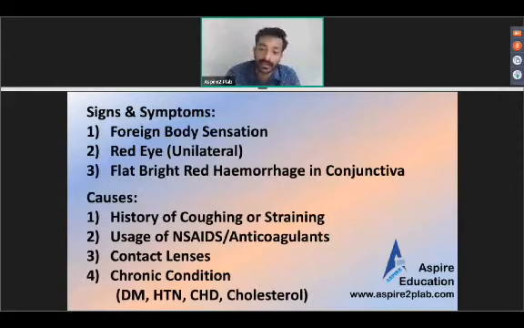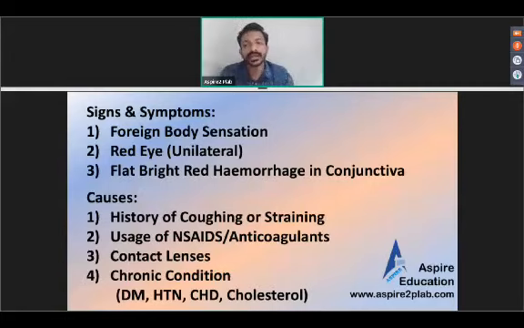And don't miss red flags. If you have any red flags in any station, please rule out. For example, in this case, if patient is using NSAIDs or is on any anticoagulant, for example, aspirin or warfarin, you need to ask, because that is again one of the causes of subconjunctival hemorrhage. If patient is using contact lenses, that is one of the reasons. If patient is having any chronic condition, mainly hypertension, do not miss hypertension and heart disease. So chronic conditions: diabetes, hypertension, chronic heart disease, or high cholesterol. These are the causes of a patient getting this subconjunctival hemorrhage.